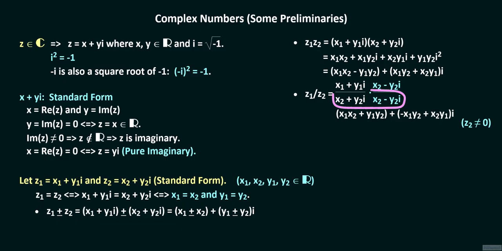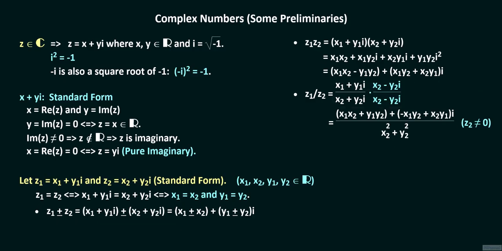The product of the denominators should be the difference of the squares, x sub 2 squared and the square of the product of y sub 2 and i. Since i squared is -1, the square of the product of y sub 2 and i is minus the square of y sub 2, so that we get x sub 2 squared plus y sub 2 squared in the denominator.